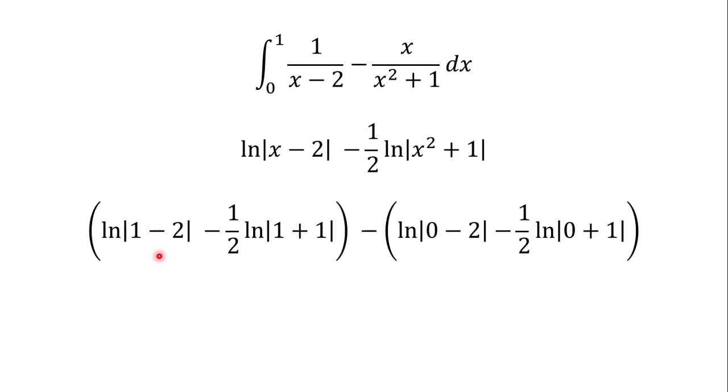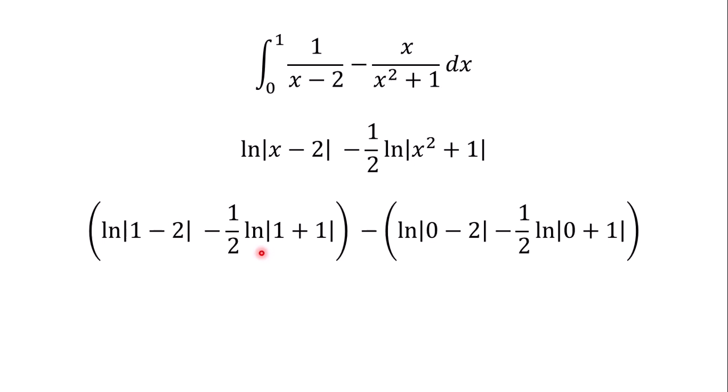Natural log absolute value of minus 1 gives us 0. You punch it on your calculator. Natural log absolute value of 1 will give you 0. So this one will give us 0. And then when we come here, it's minus 1 over 2 natural log of 1 plus 1, and that will give us what?